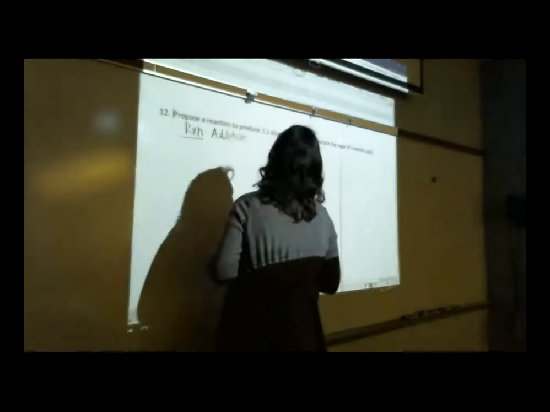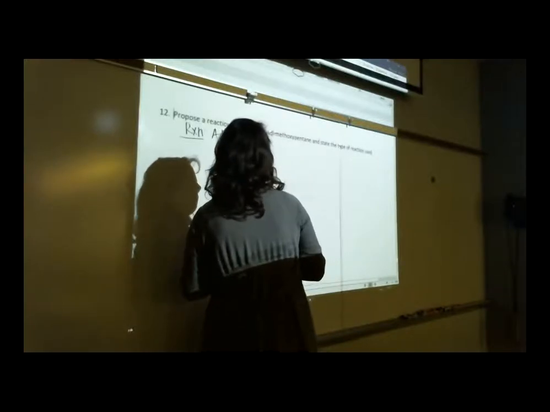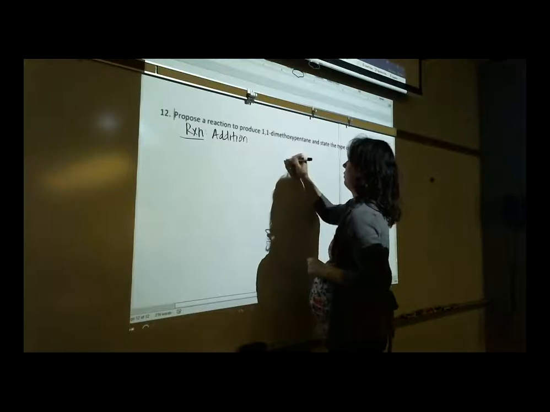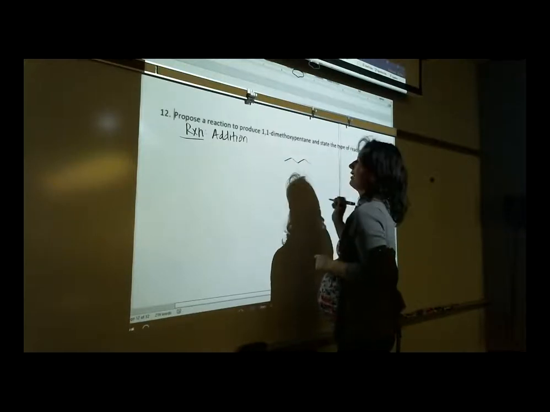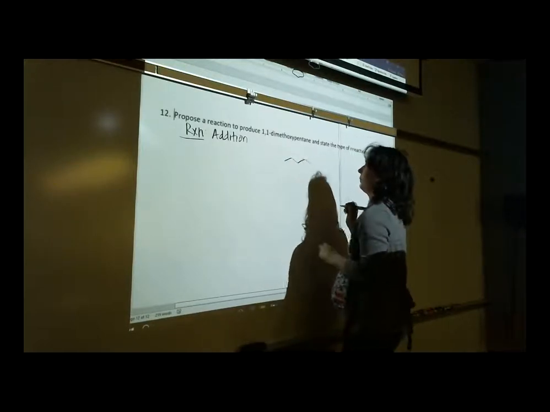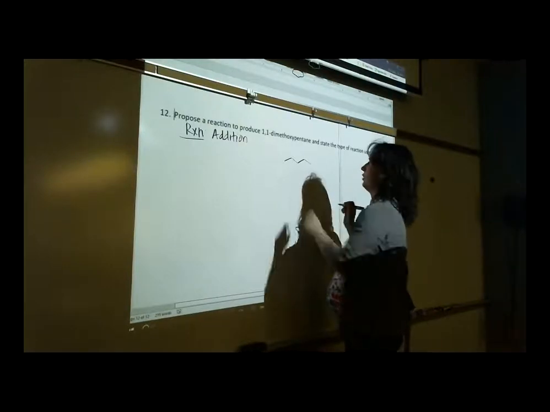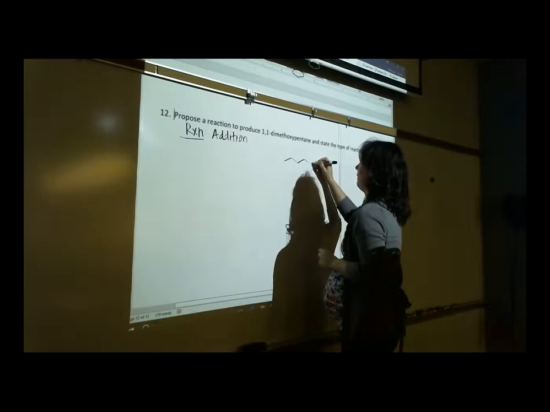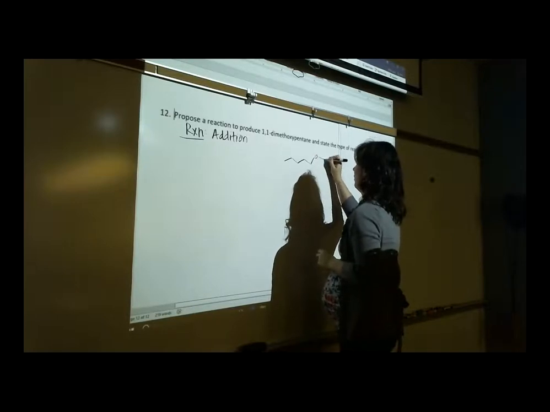Okay, so let's think about this. Let's just draw this first. Pentane, 1, 2, 3, 4, 5. I wouldn't ask you one this hard on a test, by the way. This is just kind of a stretch your mind question. 1, 2, 3, 4, 5. And then we want 1,1-dimethoxy. O.